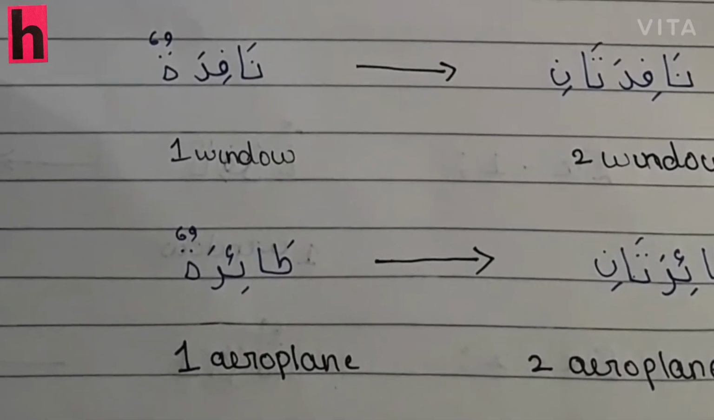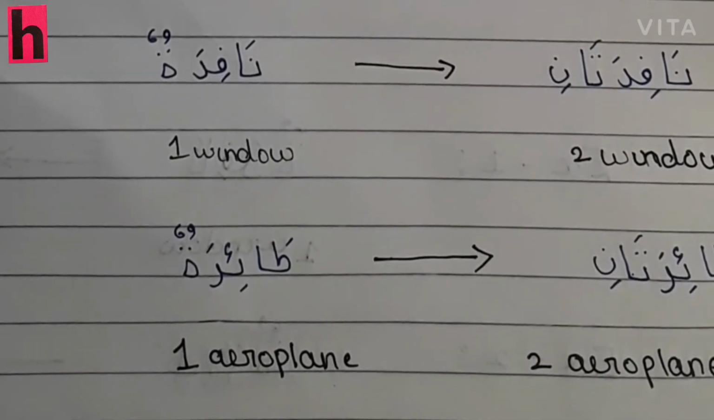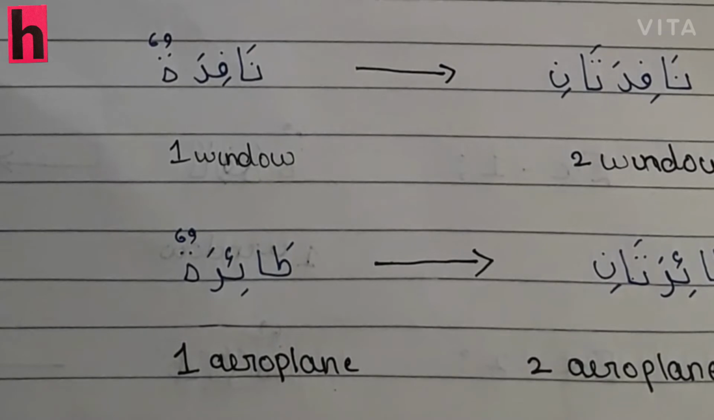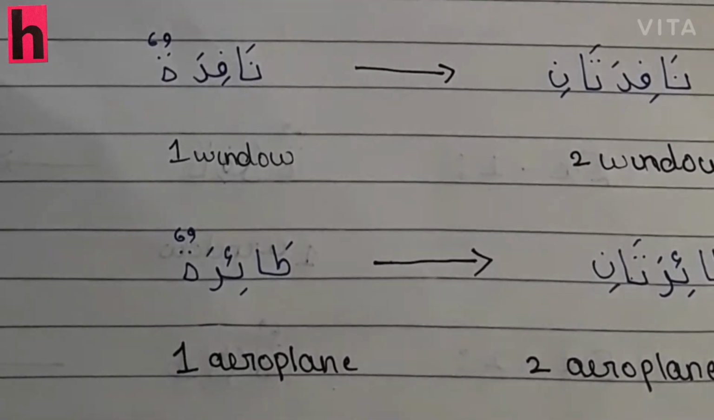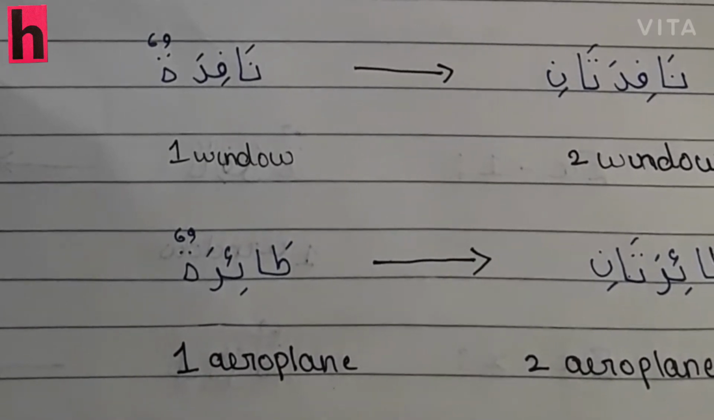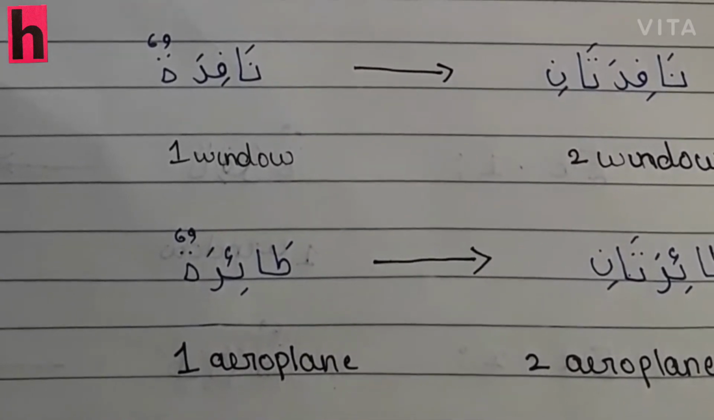As you can see in example number 1, nafidatun will be changing into nafidatani, meaning two windows. In example number 2, ta'iratun, meaning one aeroplane, will be changed into ta'iratani, meaning two aeroplanes. I really hope that you understood about the dual forms. It is nothing but you have to add alif noon. Now moving on with the plural form.